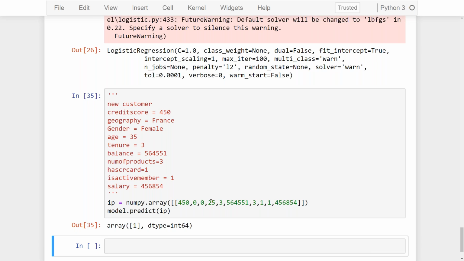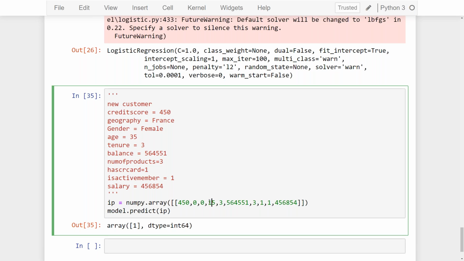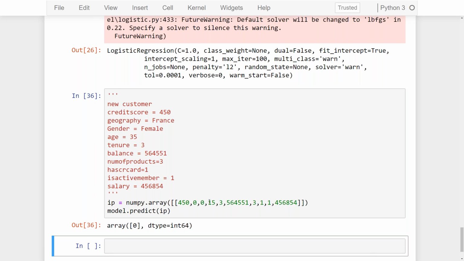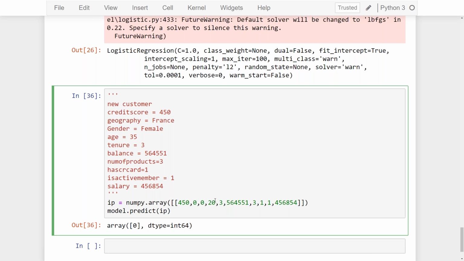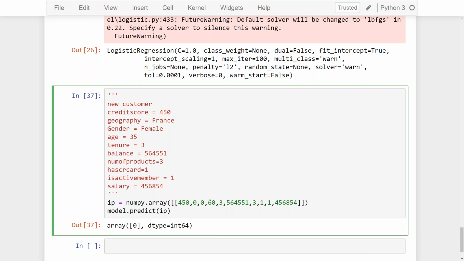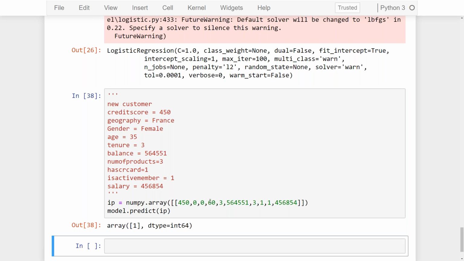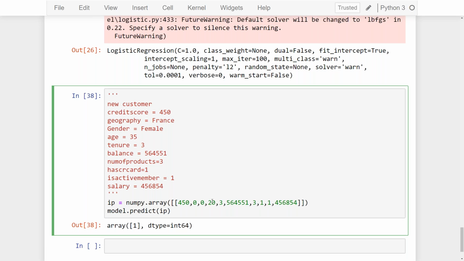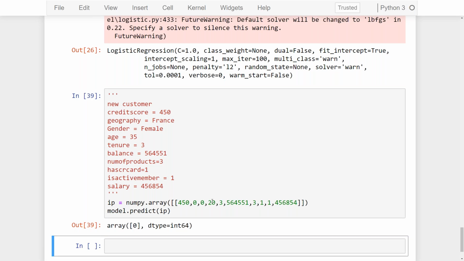Change age. Okay, I made it 25. Let me make it 15. So it says 0. Okay, that means the customer is not going to leave. 20, also it says 0. The customer is not going to leave. For more than 40, it's going to say the customer is going to leave. So if I make it 60, it's going to say the customer is going to leave. If I make it 20, it's going to say the customer is not going to leave. So it has learned those patterns.